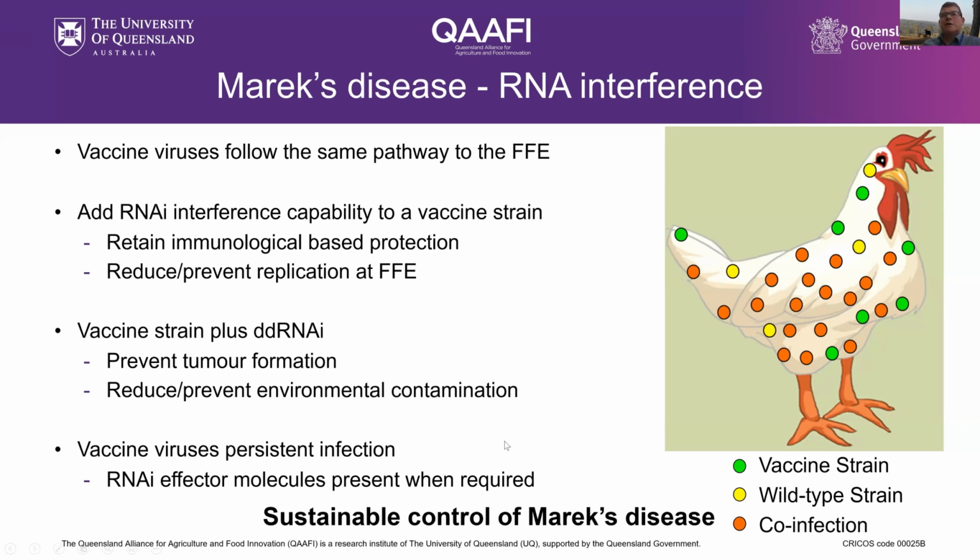On my cartoon on the right here, you can see an example of that. In green, we have our vaccine strain. So birds have been vaccinated and the virus has undergone those processes. It might be HVT. It's moved into the feather follicle and is being shed. The bird's also been challenged with a wild type strain. Similarly, it undergoes the same processes, and ends up at the feather follicle being shed. But in some areas of the bird, we have co-infection with both the vaccine and wild type strain. In that case, we will interrupt this replication and shedding at the feather follicle. So we think that would enable sustainable control of Marek's disease.